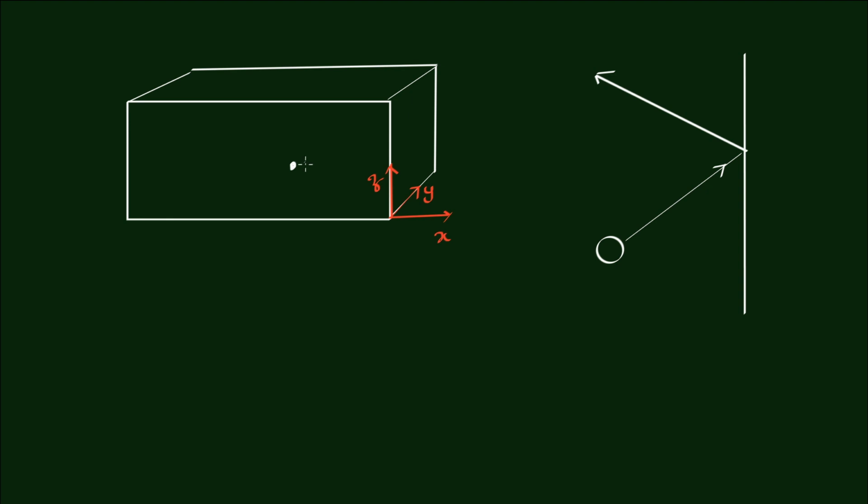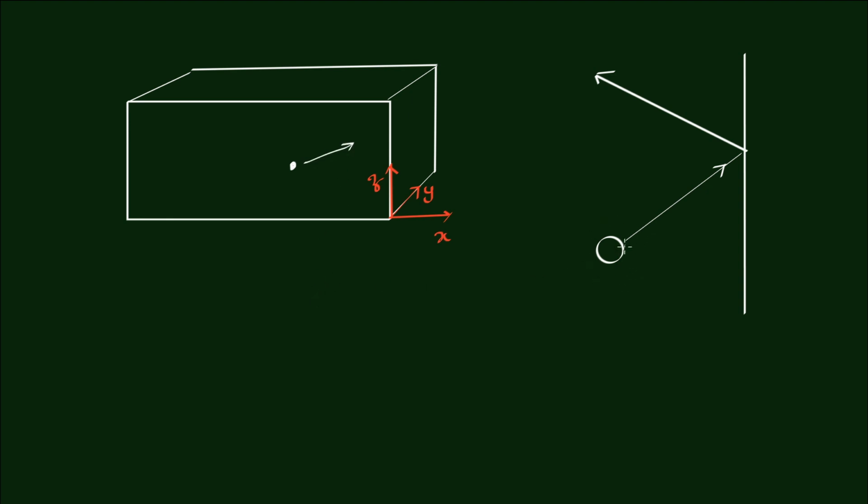So what I'm going to do is take the direction along the length of the box as my x-axis. The width will lie along the y-axis and the height along the z-axis. Let's see what happens to this atom when it comes and collides against the walls.